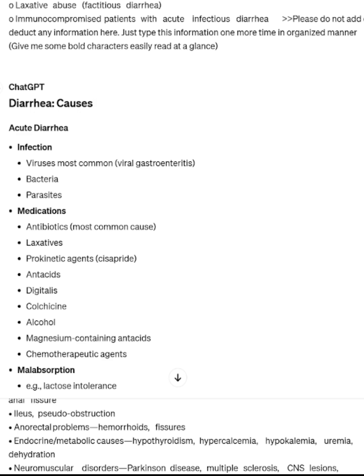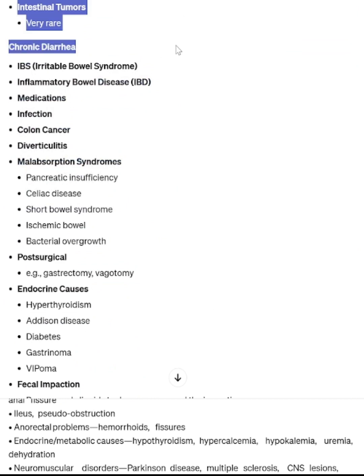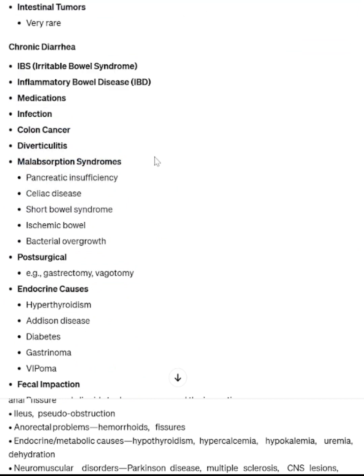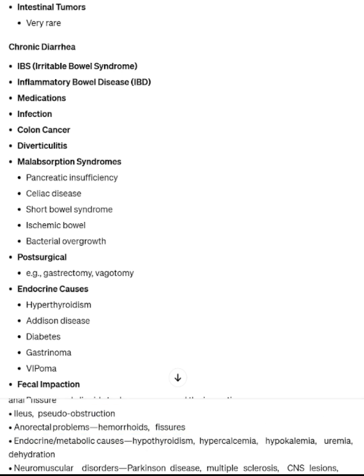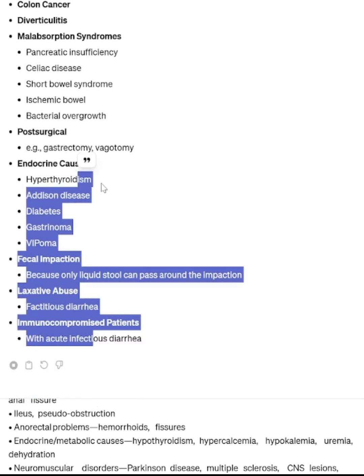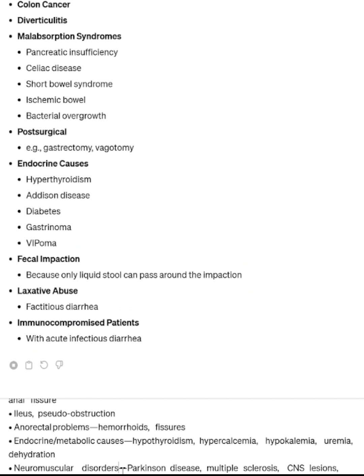Intestinal tumors, very rare. Chronic diarrhea: IBS, irritable bowel syndrome, inflammatory bowel disease, IBD, medications, infection, colon cancer, diverticulitis. Malabsorption syndromes: pancreatic insufficiency, celiac disease, short bowel syndrome, ischemic bowel, bacterial overgrowth, post-surgical, e.g. gastrectomy, vagotomy. Endocrine causes: hyperthyroidism, Addison disease, diabetes, gastrinoma, VIPoma. Fecal impaction, because only liquid stool can pass around the impaction. Laxative abuse, factitious diarrhea, immunocompromised patients with acute infectious diarrhea.